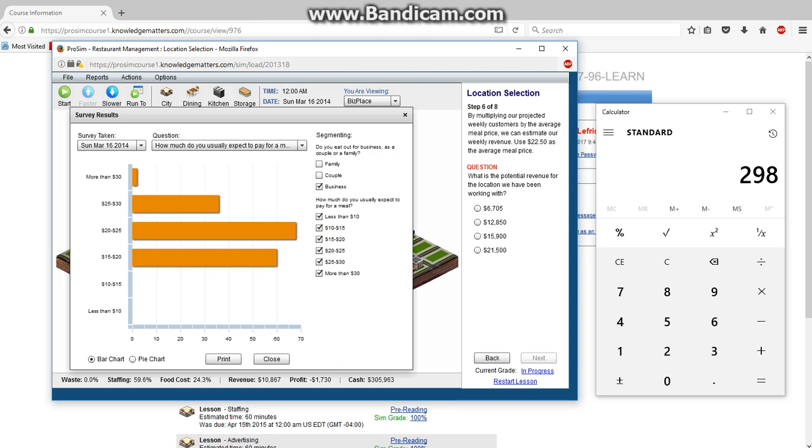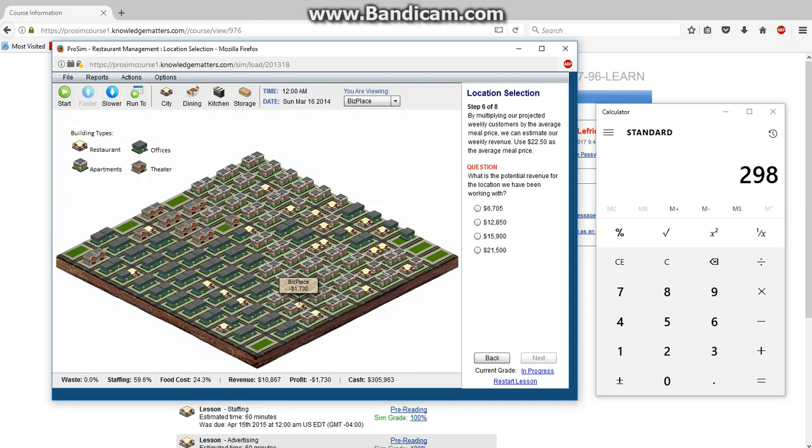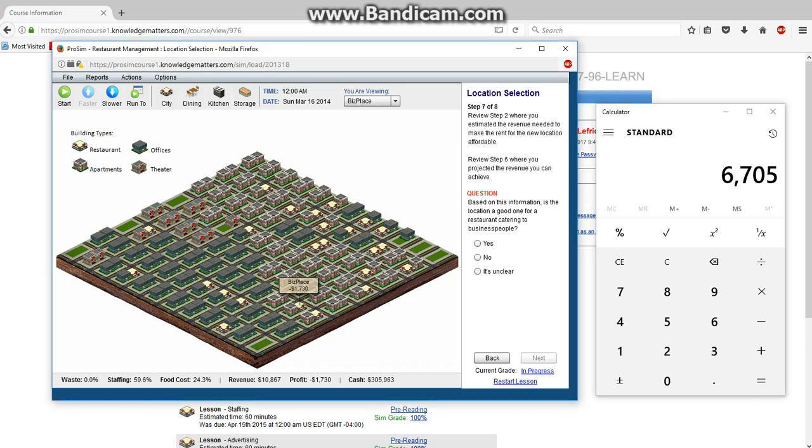So by multiplying our projected weekly customers by the average meal price, we can estimate our weekly revenue. So if the check average is about $22.50, and we know that we're gonna get 298 customers, I will go to my calculator here. 298 times 22.50. So our restaurant will only generate about 6,700 revenue per week. We'll go to the next question.